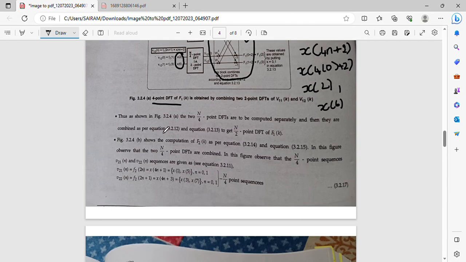Okay, so next you can see that the two n by 4 point DFTs are to be computed separately and then they are combined as per equation 3.2.12 and equation 3.2.13 to get n by 2 point DFTs of f1 of k.